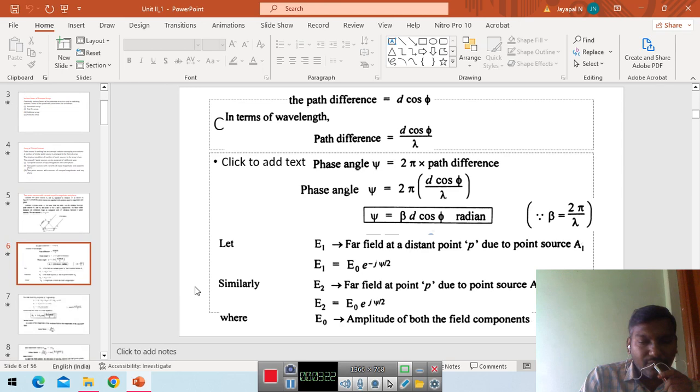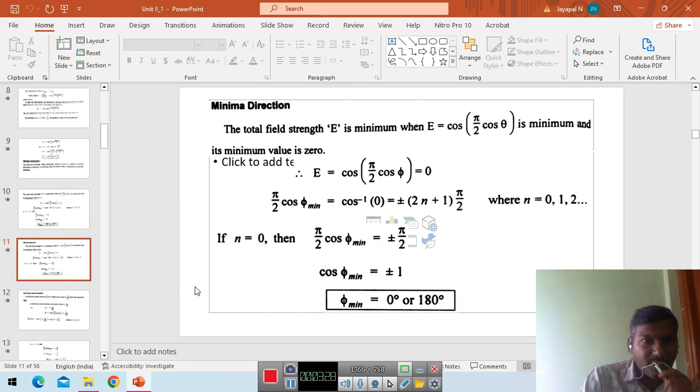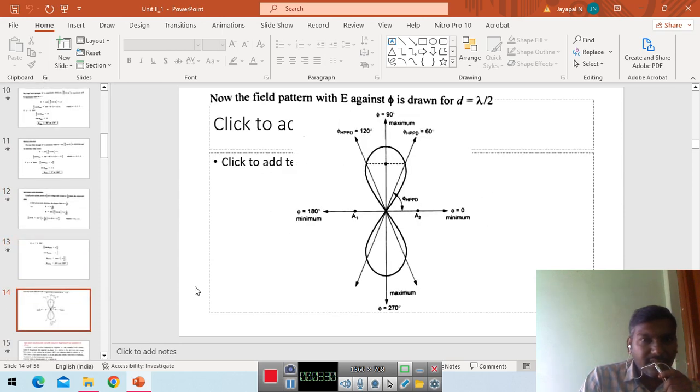After derivation we get the maxima direction, minima direction, and half power point direction, and the resultant radiation pattern looks like this. The maximum radiation takes place in the vertical direction, 90 and 270 degrees, the minimum radiation takes place at 0 degrees and 180 degrees, and the half power points are at 60 and 120 degrees. Thank you.